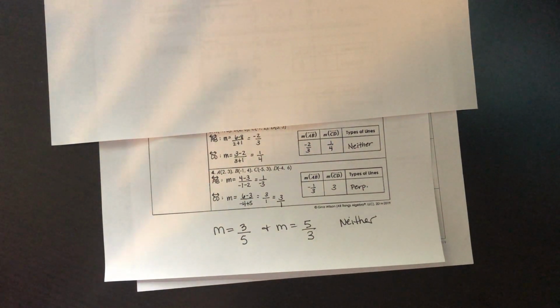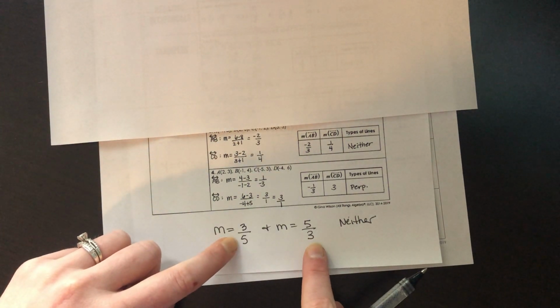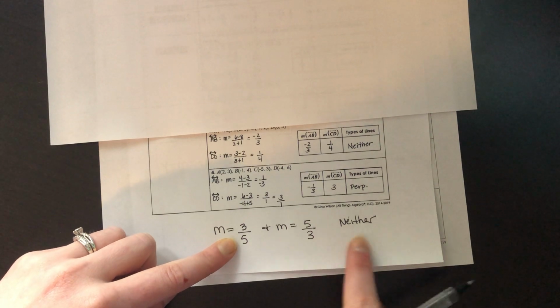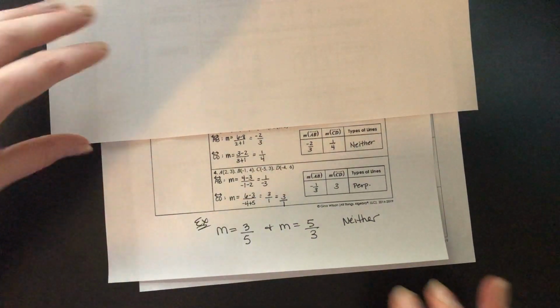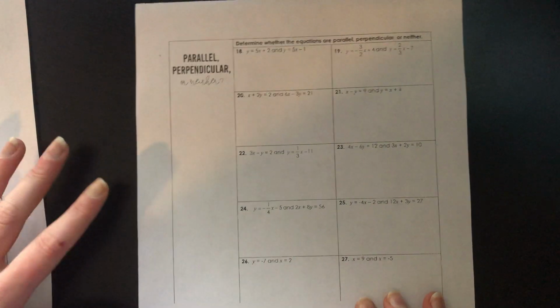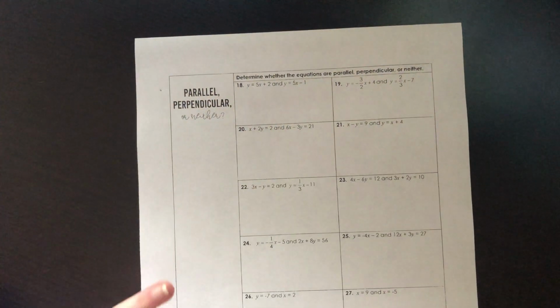It looks so close to be that, yes, they are perpendicular, but they have to be opposite signs, and these are both positive slopes. So that would be an example of neither. Okay? All right. Now, let's look at other ways that we can see if they're parallel, perpendicular, or neither.